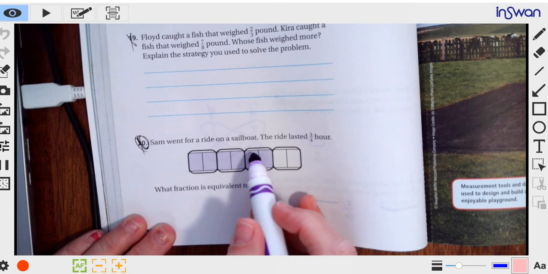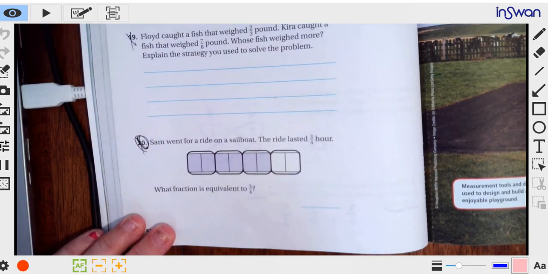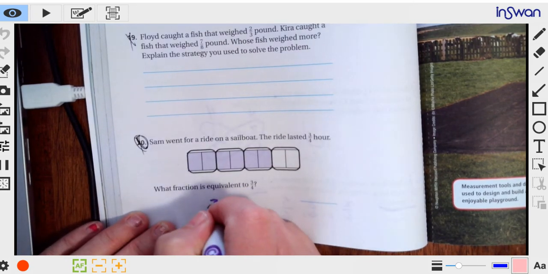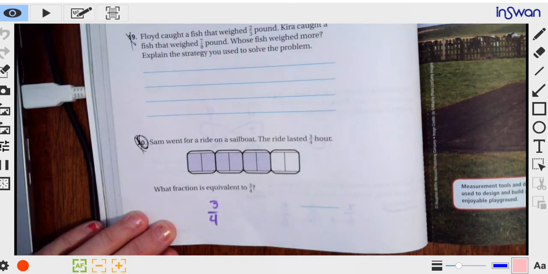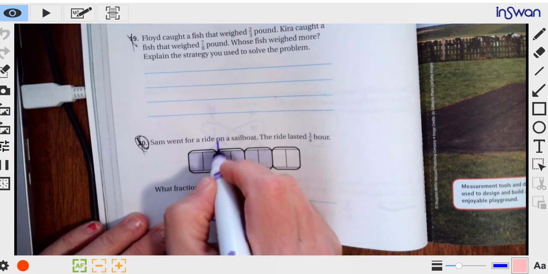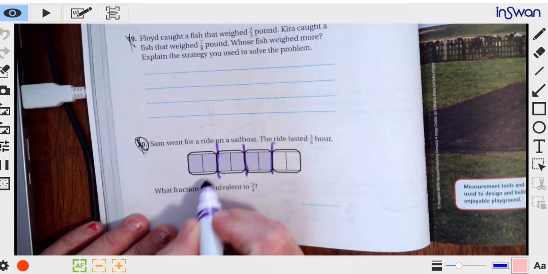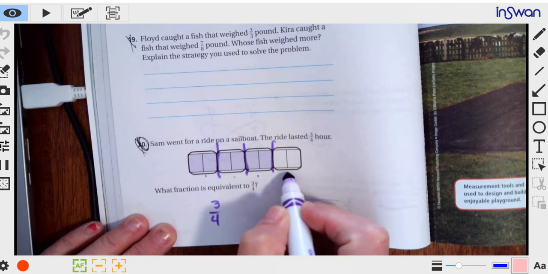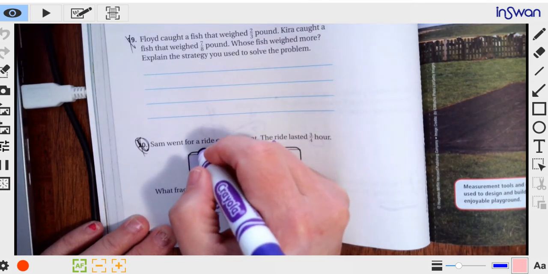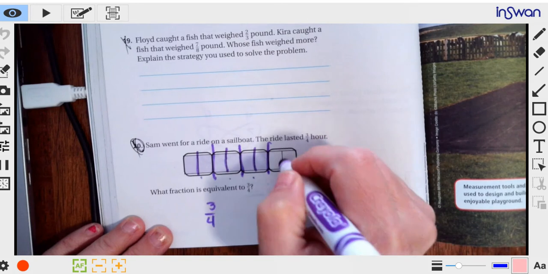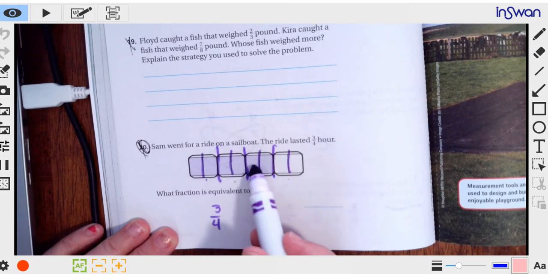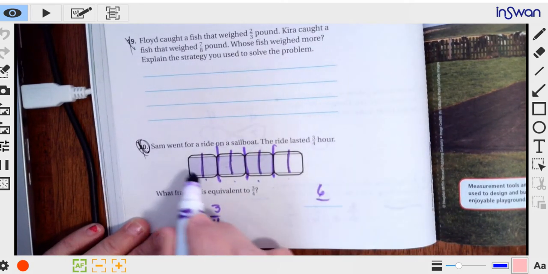Sam went for a ride on a sailboat. The ride lasted 3/4 of an hour. What fraction is equivalent to 3/4? You have 3/4, right? You can do this a number of ways, but it gives you a model. Okay? If this is broken up into 4 parts, do you see it? 1/4, 2/4, 3/4, 4/4. There's 3 of those fourths, but then it breaks it up even farther. Do you see that? So how many parts is it broken up into? 1, 2, 3, 4, 5, 6, 7, 8.